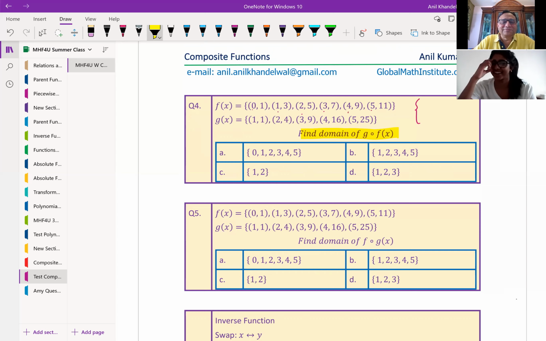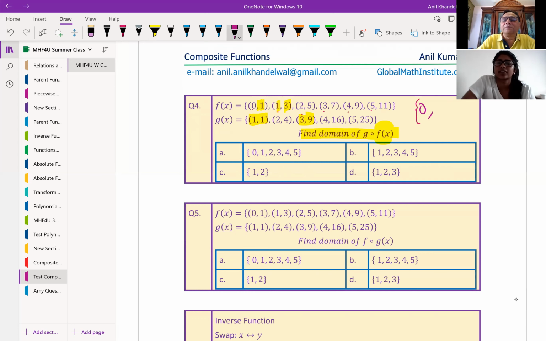I know 0 won't be in it, but I don't know how to start. So start with f of x. For 0, the output is 1. So now with 1, you have to check the value of g. 1 comes in your domain for sure. So yes, you're right, 0 will be in the domain. 0 gave you some output. Now, you tried with 1 and you have 3 here. Do we have 3 here? Yes, we do. 3 gives 9, correct?